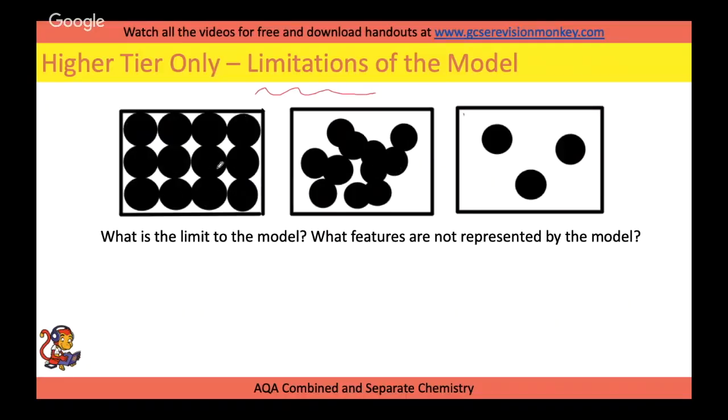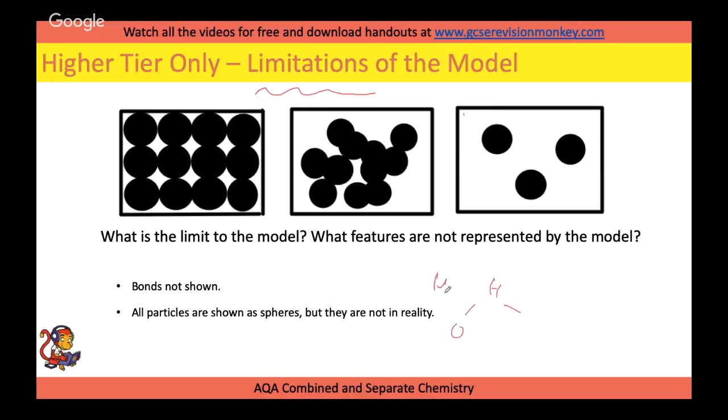So for example, for this one, you've got solids, liquids and gases. You might write things like they don't show the bonds properly between the particles, and they're showing all the particles as circles or spheres, but this is not really true in reality. So you get water, for example, that's a water molecule, ignore that. That's not a spherical shape, but all of these particle diagrams are shown as spheres. So just look out for the things that the model doesn't show you.